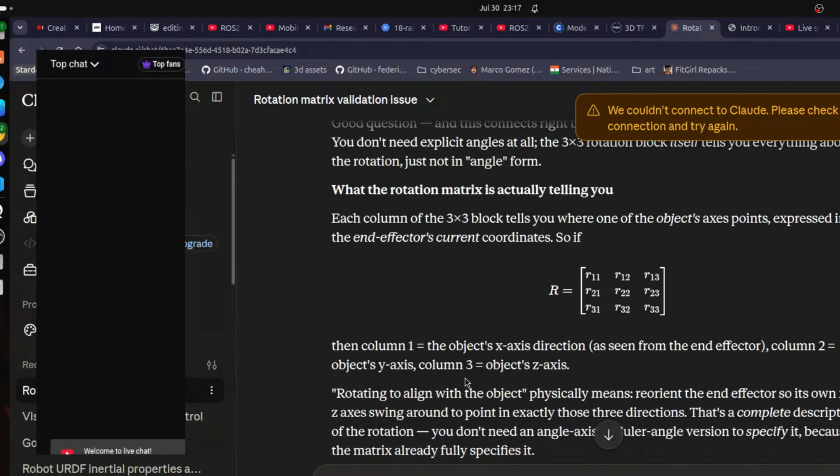So one of the object's axes points, expressed in the vector's current coordinates. Rotating to align with the object physically means reorienting the interceptor so it's on the XYZ axis, swinging around to point in exactly the object's X direction.